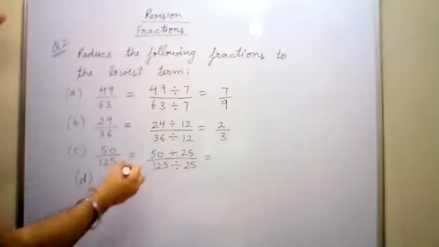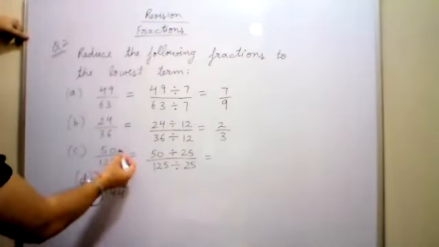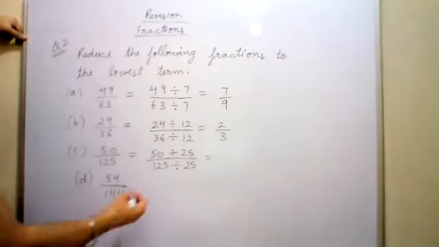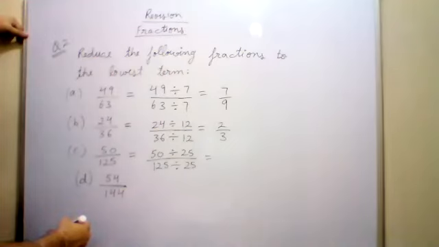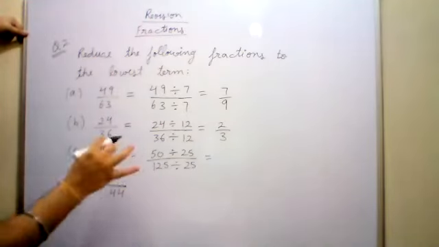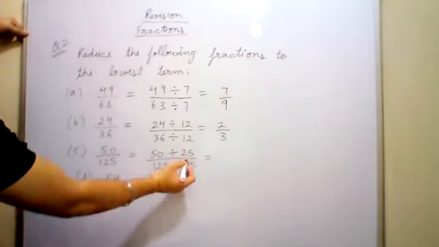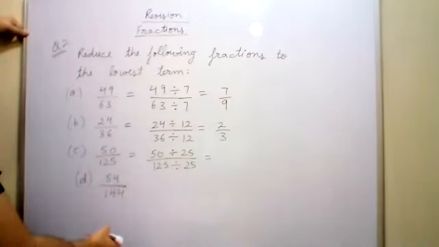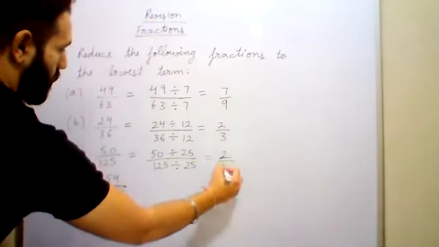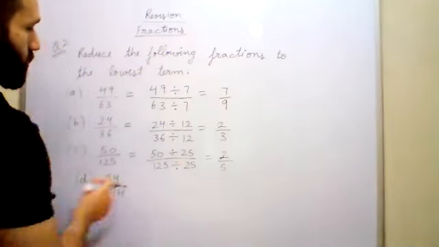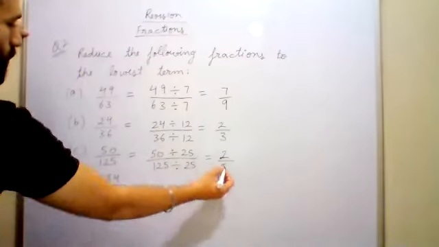I know you all have done. You all know very well how to do these questions. So here the HCF of 50 and 125 is 25. I hope you all know how to find the HCF. We have done it many times. You can divide both the numerator and denominator by 25. You get the answer 2 upon 5. 50 divided by 25 is 2 and 125 divided by 25 is 5.